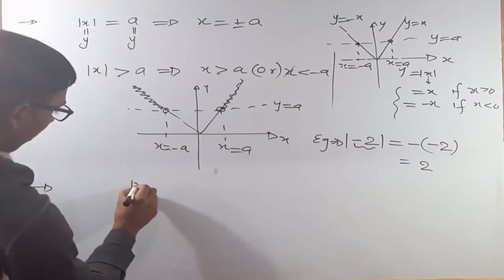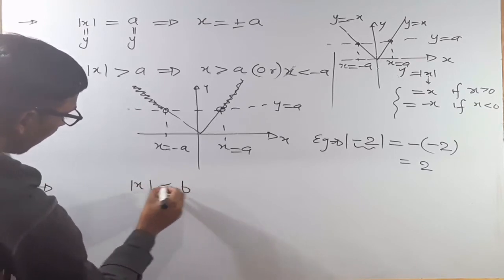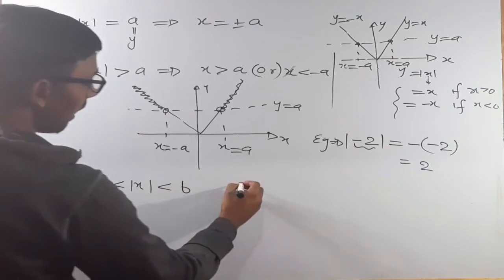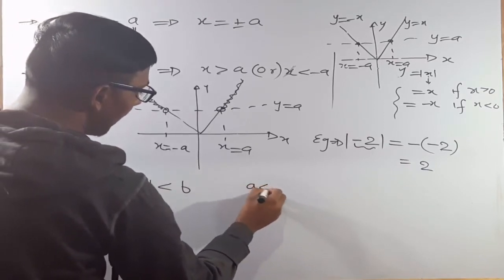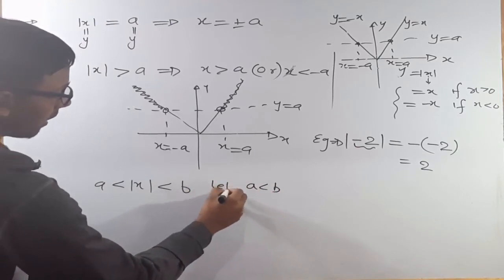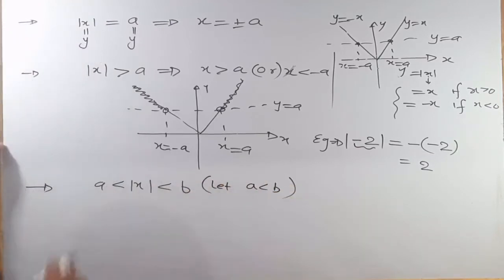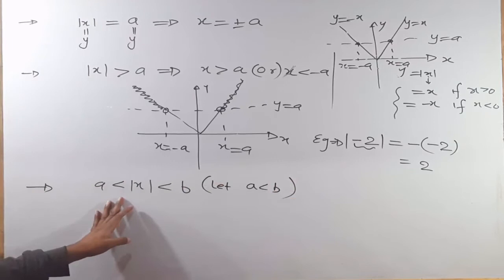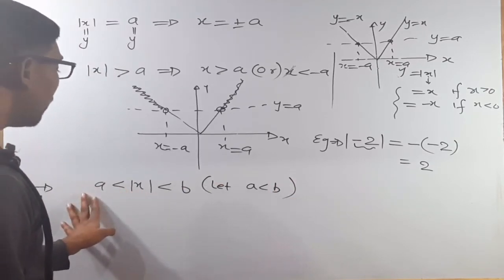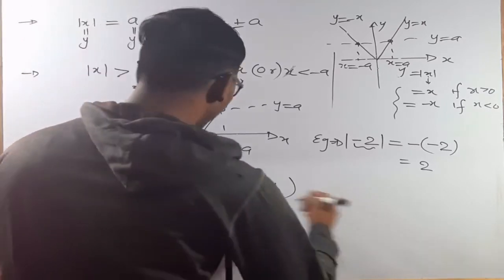Here I am going to write modulus of x less than b and greater than a. Here I am going to say that a is less than b. So we need to find the values of x for which this inequality is satisfied. Then what do we do? We will simply draw the graph of this modulus function.